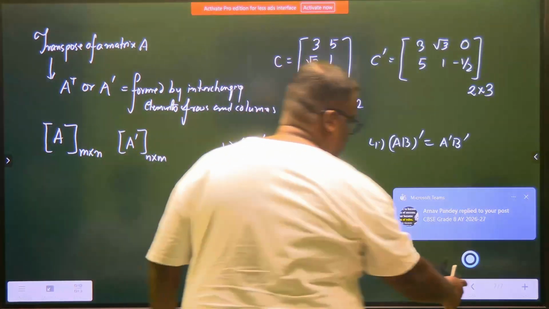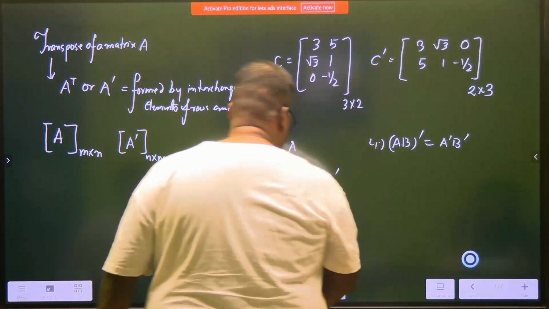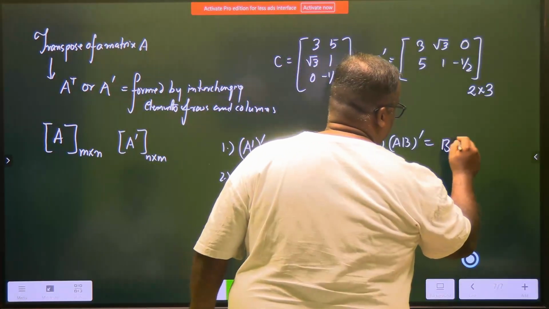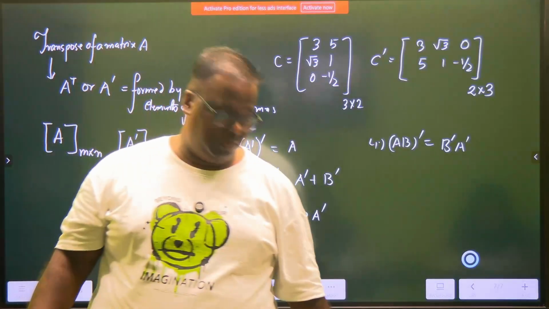Sorry, here there's a small issue. AB transpose is B transpose into A transpose.